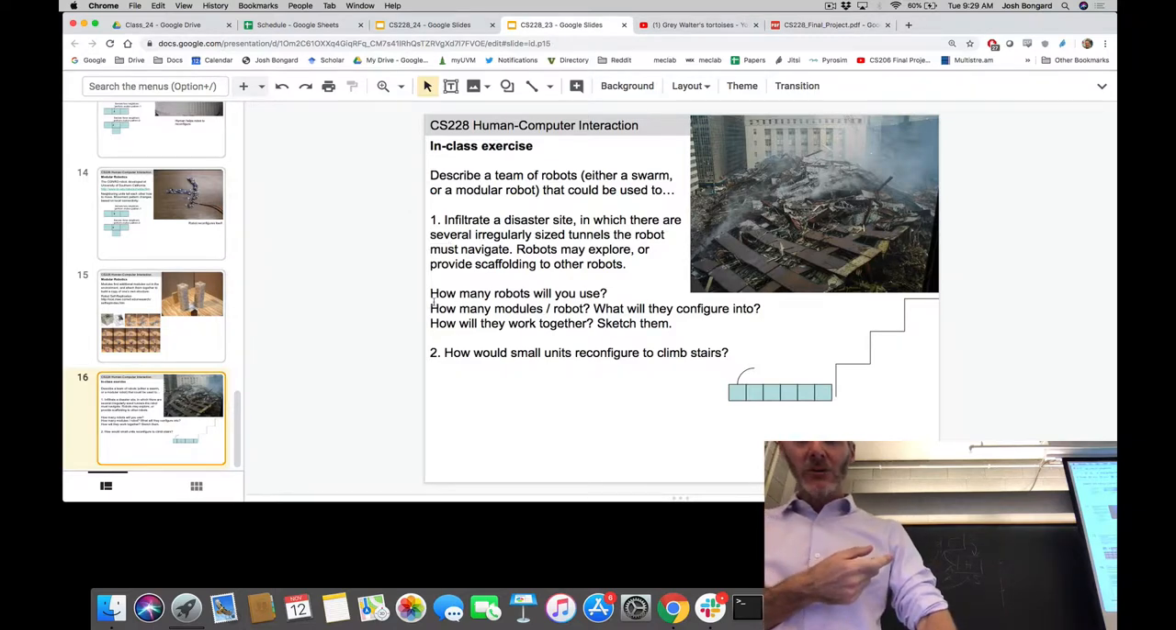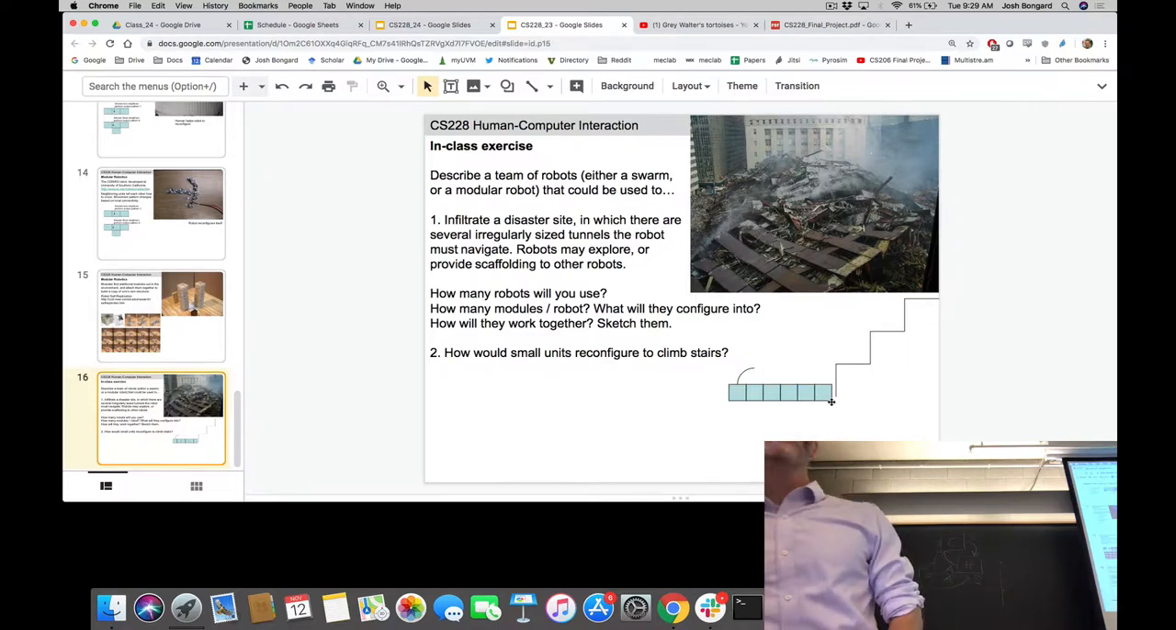Okay, how many robots would you use? How many modules per robot? How might they configure? How would they work together? Obviously, this is a very big task. You might want to start with your neighbor thinking about how you would even just create simple rules for a modular robot like this to climb stairs.